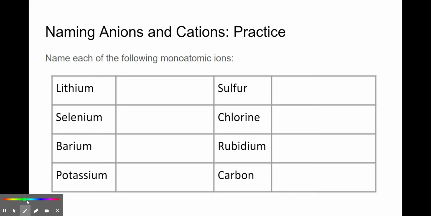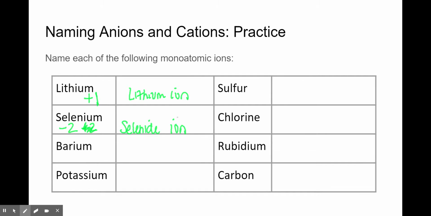So for lithium, we see it is on the left of the periodic table. It's in that first chart. So it's going to be +1. So it's going to be named lithium ion. Selenium is on the right of the chart. So it's in group 6A. So it's going to be -2. And it's going to be called selenide ion.